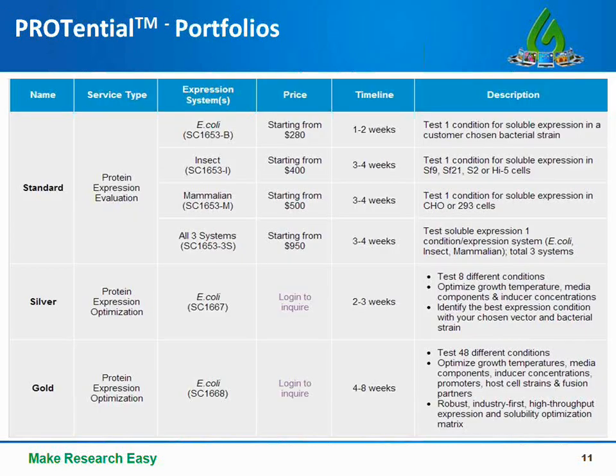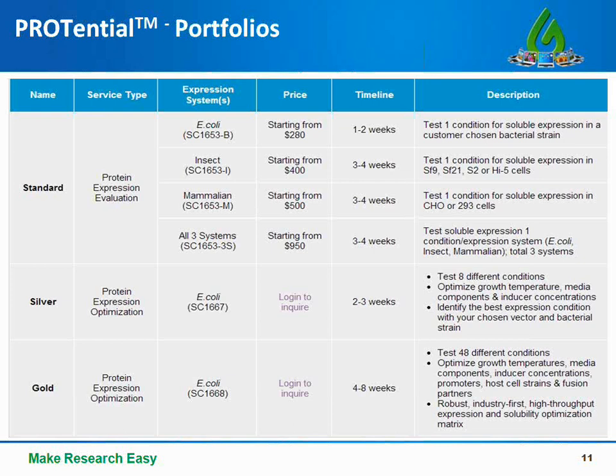Shown here is the portfolio of Potential services. Standard packages allow you to test your construct in your chosen system, including bacteria, insect, mammalian, or all three systems, starting from just $280. With a couple of $100, you can eliminate the guesswork from your protein production.